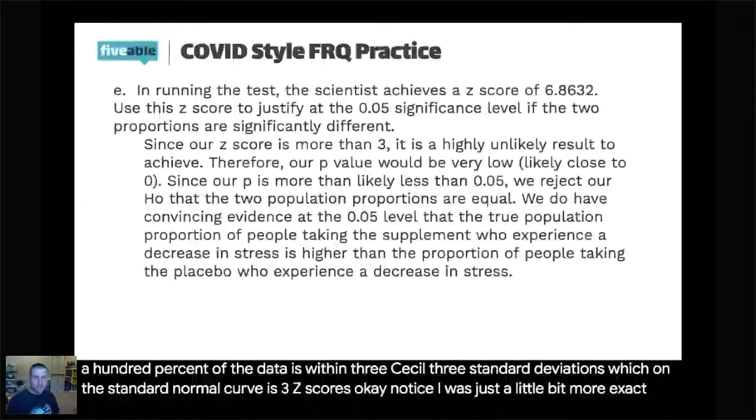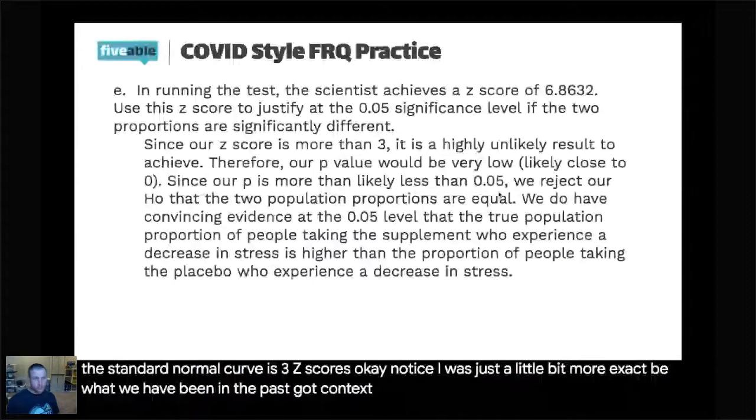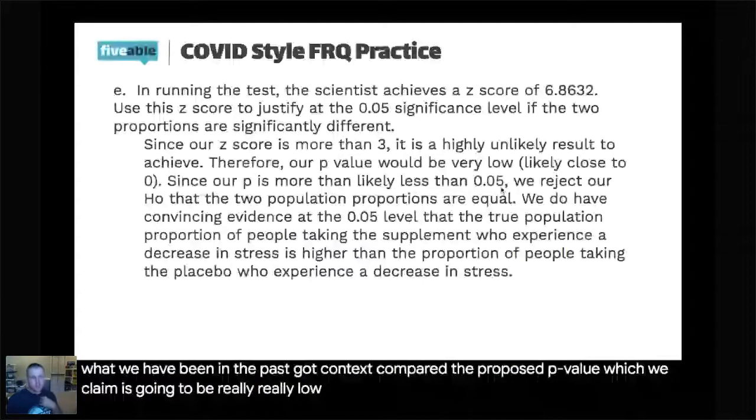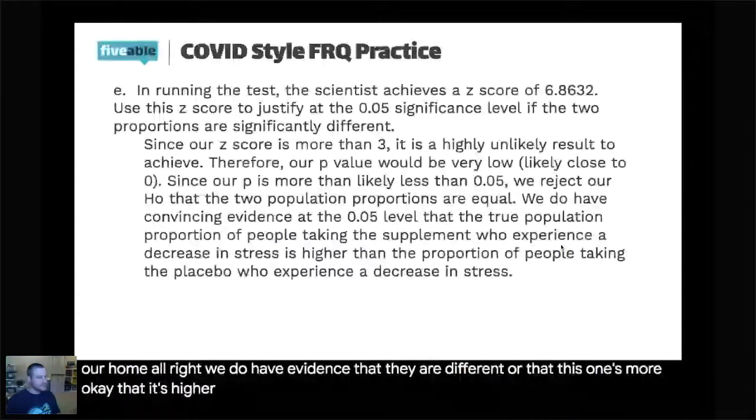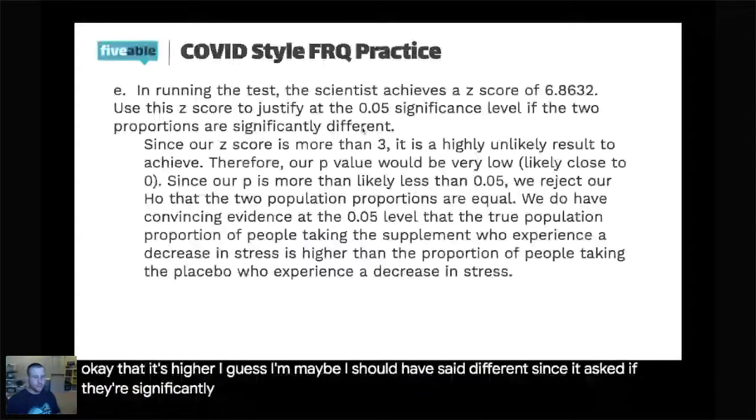Got context, compared the proposed p-value, which we claim is going to be really, really low. It's going to be less than 0.05. Therefore, we reject our H-naught. All right. We do have evidence that they're different, or that this one's higher. I guess maybe I should have said different since it asked if they're significantly different. We know it's higher, though. We can tell from looking at the numbers.